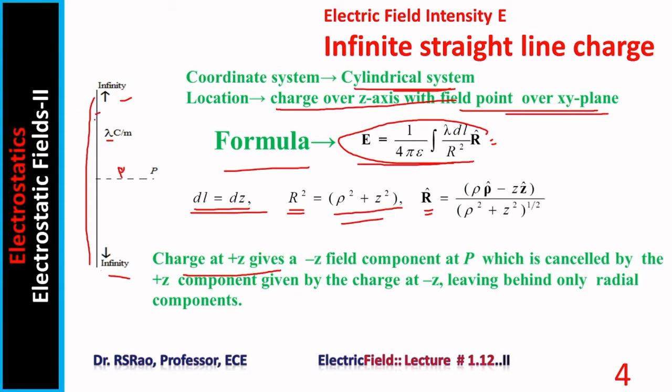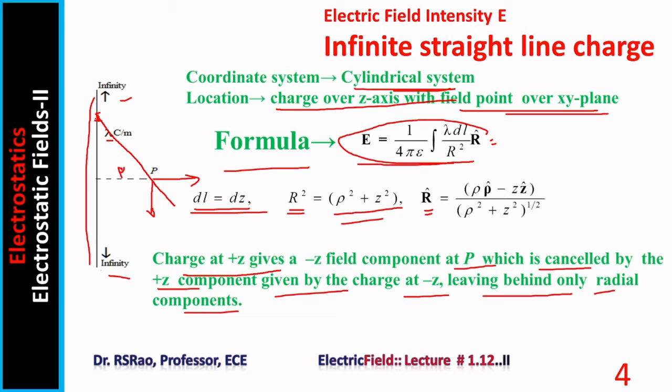Consider a small differential charge here. It gives a minus z field component at P, which is cancelled by the plus z component given by the charge at minus z, leaving behind only radial components. What he is trying to tell is, you consider a differential length here. It gives rise to a field at P like this: one component in rho direction, another in negative z direction.